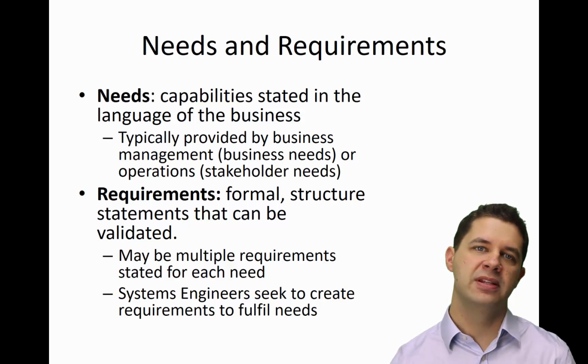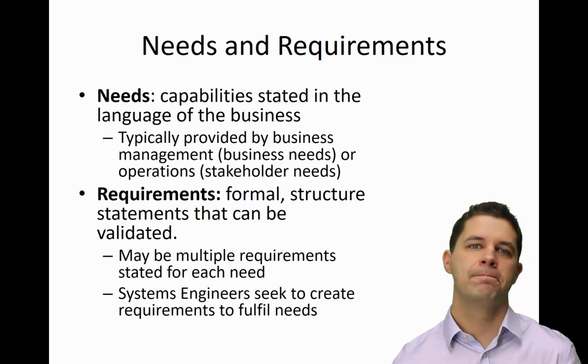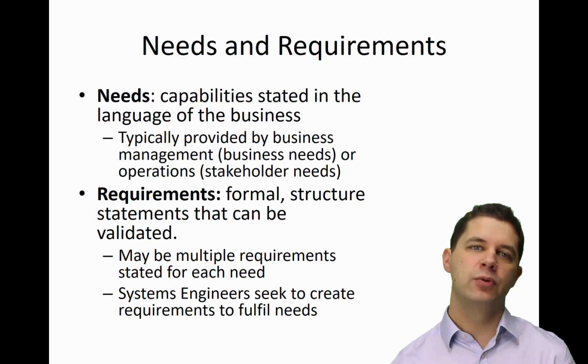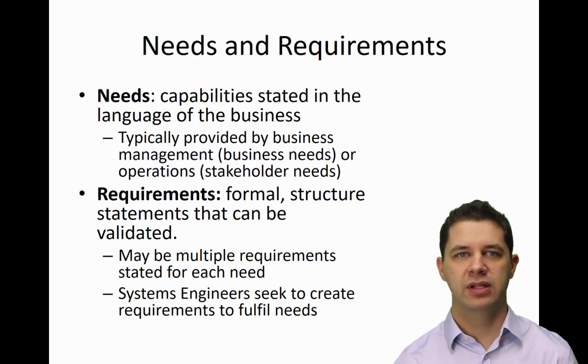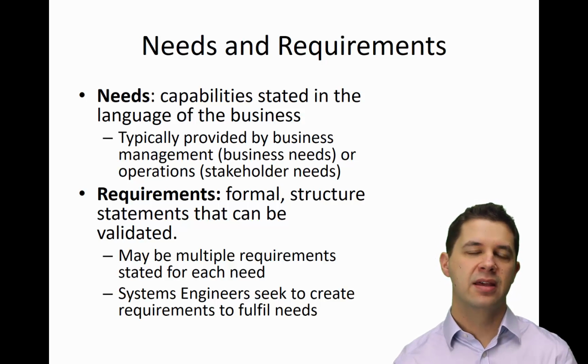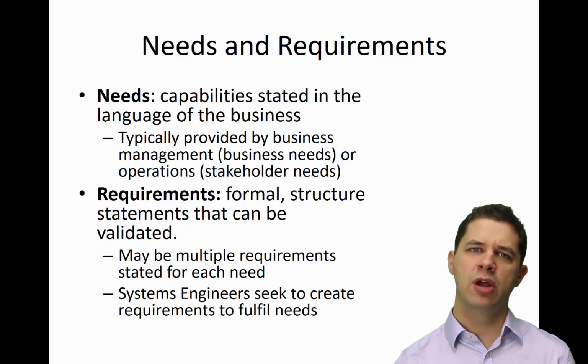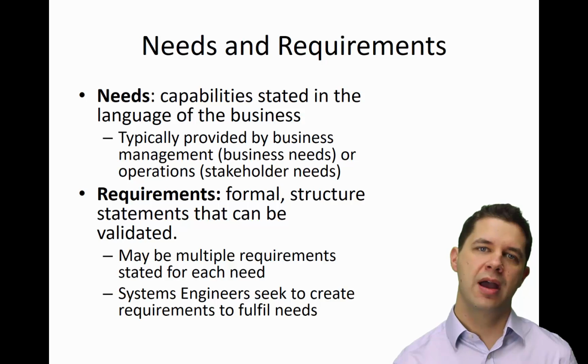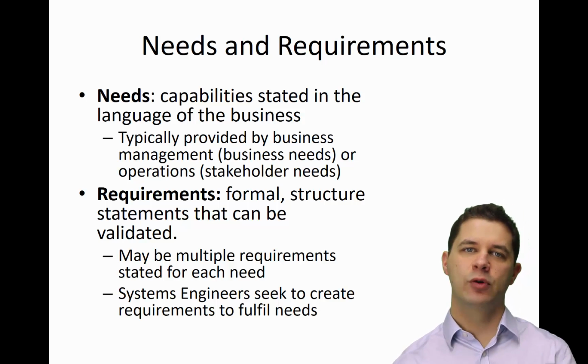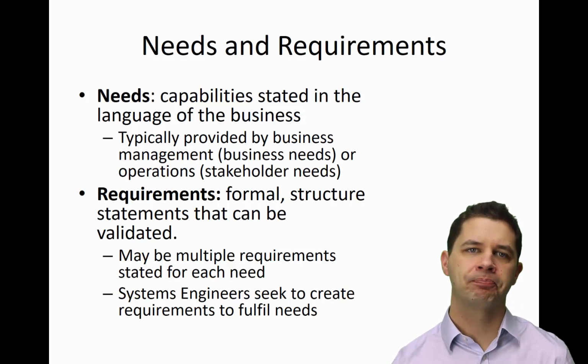Inexpensive for a car might be $10,000, but inexpensive for a house might be $500,000. There's a huge difference there. And we may have multiple requirements for each stated need within our system. So a customer says something about their need, and later on we'll look at the way we actually write requirements. We actually only want one validation thing and one object per actual requirement. So we might have several requirements to fulfill each need.